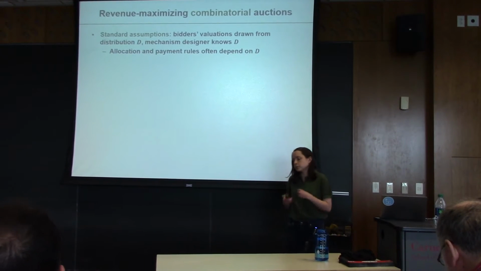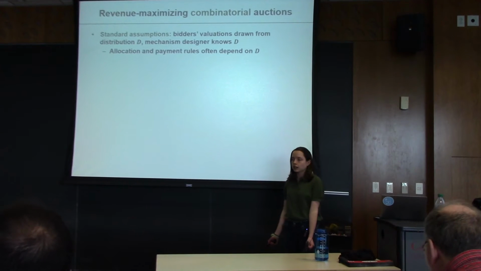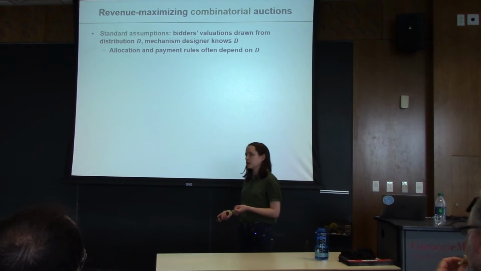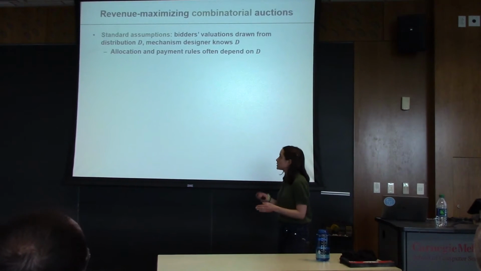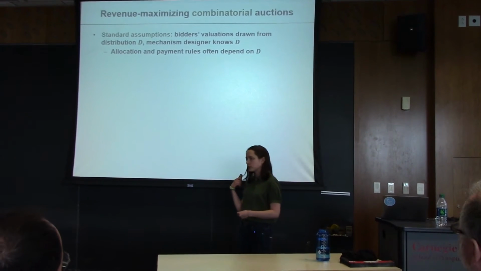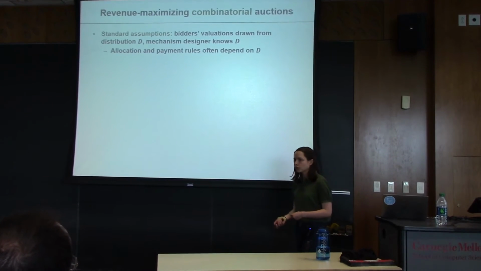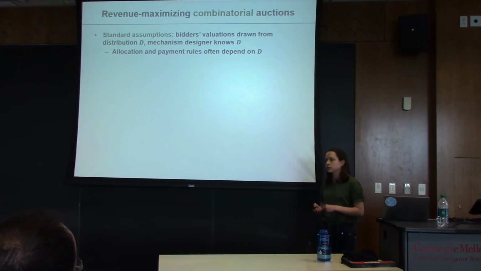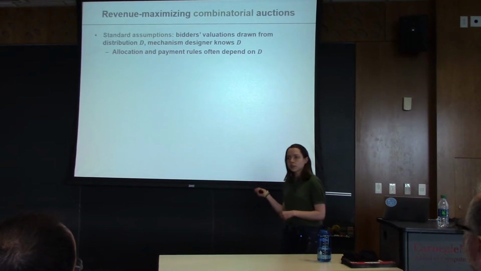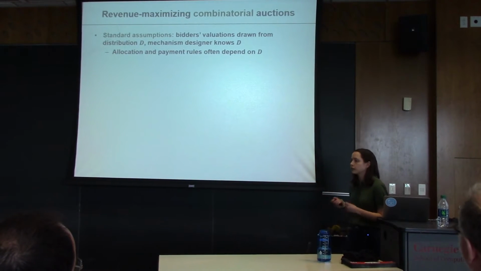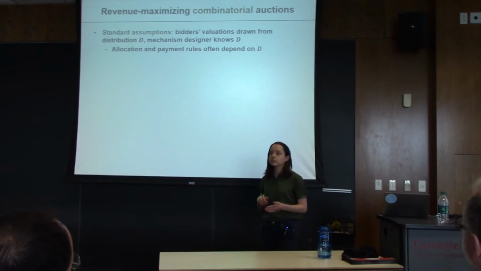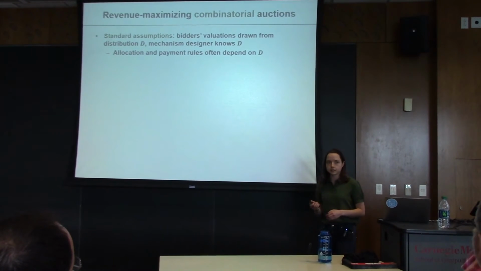Okay, so now to move on to the more general multi-item case, I'm just going to describe a few assumptions we make. As is almost ubiquitous, we assume that the bidders' valuations are drawn from some distribution, D, and oftentimes it's assumed that this distribution is known by the auction designer. And this manifests itself in the auction design because the allocation and payment functions are often explicitly dependent on what D looks like.